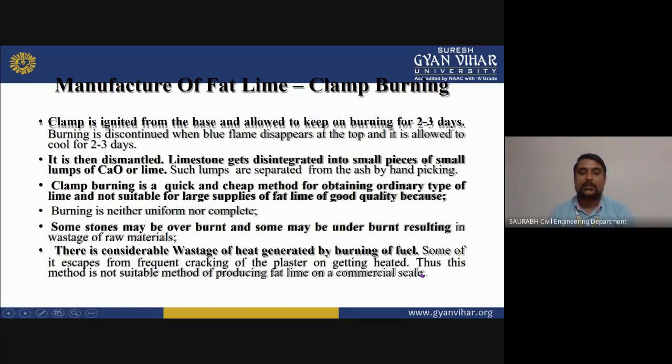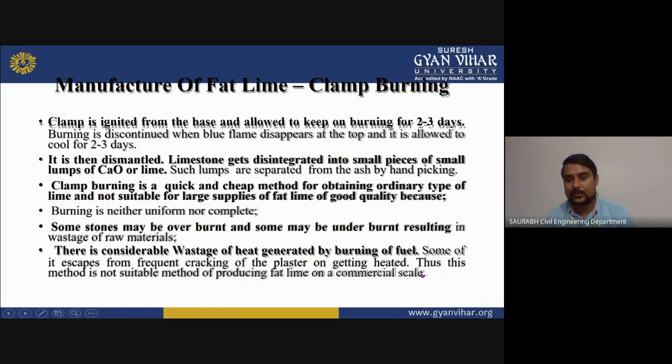Such lumps are separated from the ash by hand picking. Clamp burning is a quick and cheap method of obtaining ordinary type of lime. It is not suitable for large supplies of fat lime of good quality because burning is neither uniform nor complete. Some stone may be overburnt and some underburnt, resulting in wastage of raw material. There is considerable waste of heat generated by the burning fuel. Some loss also comes from the frequent cracking of the plaster on getting heat. Thus, this method is not suitable for producing fat lime on a commercial scale.